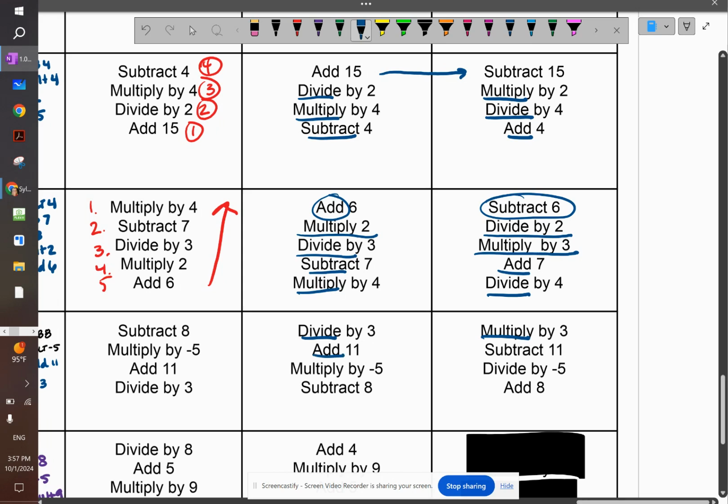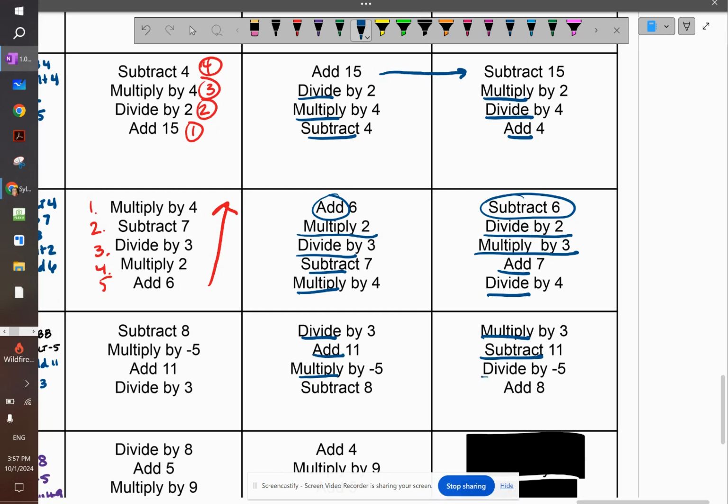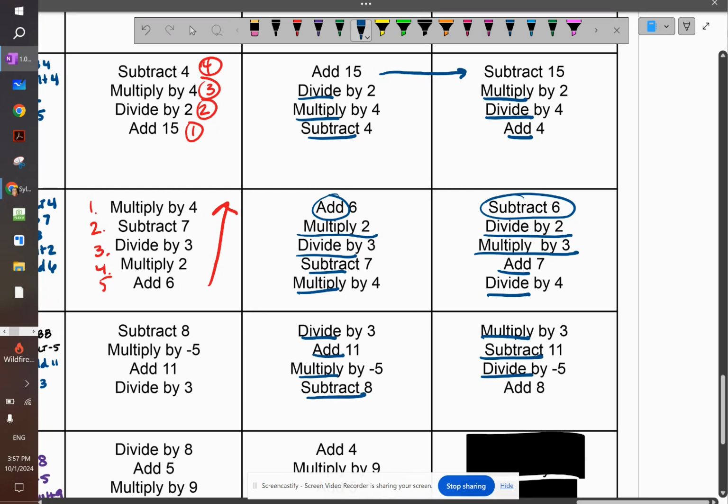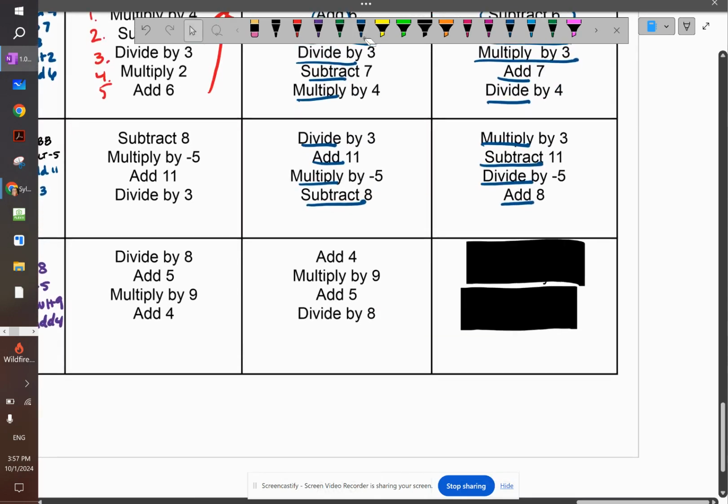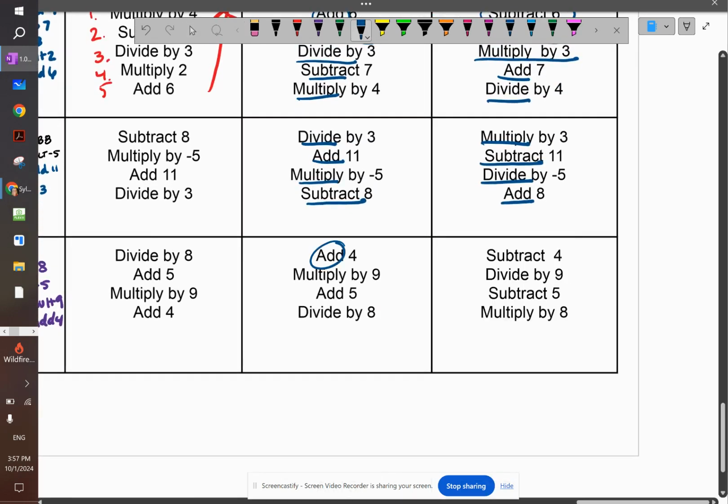How do I undo adding? That's subtracting. How do I undo multiplying? How do I undo subtracting? That's adding. And then here, how do I undo adding 4? I subtract 4. How do I undo multiplying? I divide. How do I undo adding? I subtract. And how do I undo division? I use multiplication.